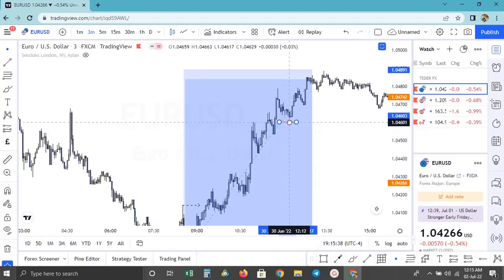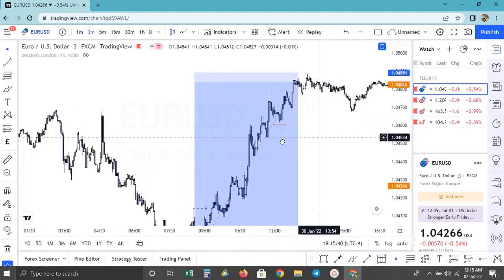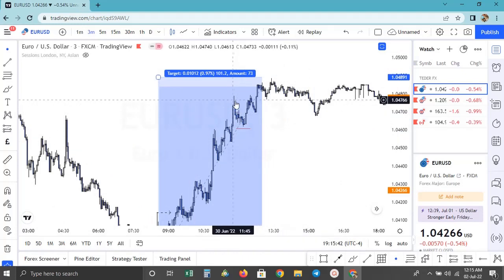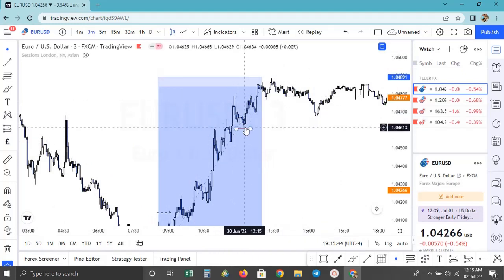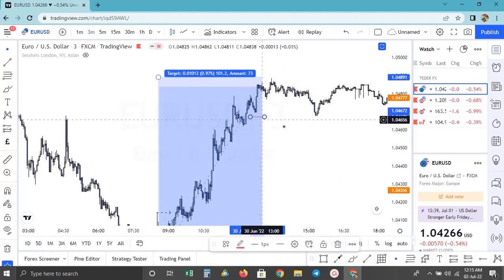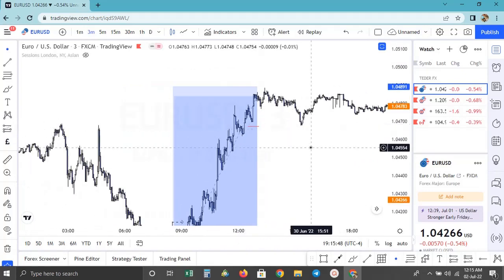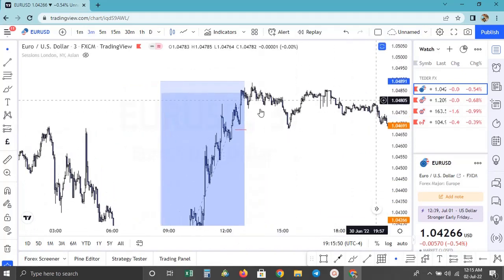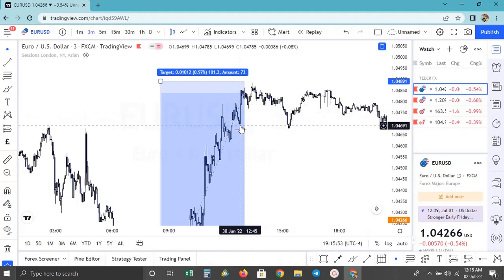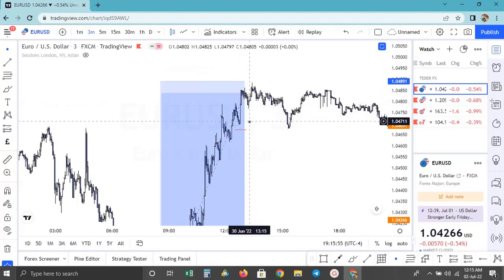So can we see how I manage this trade, family? Can we see? We had another higher high, higher low, higher high. My stop loss to break even. This is how I manage this trade, family. Higher high, higher low, higher high, higher low. My stop loss to break even.